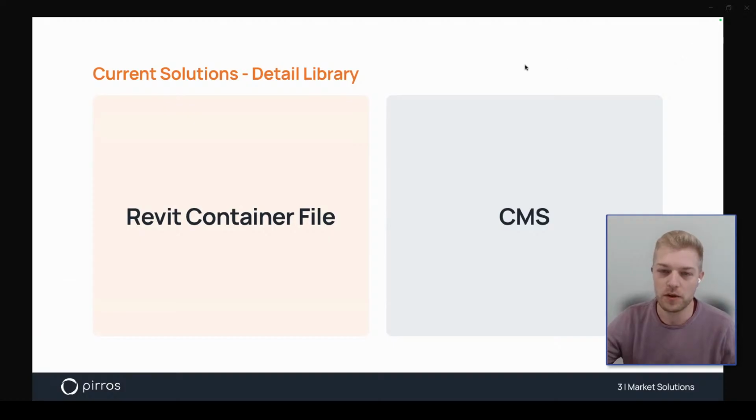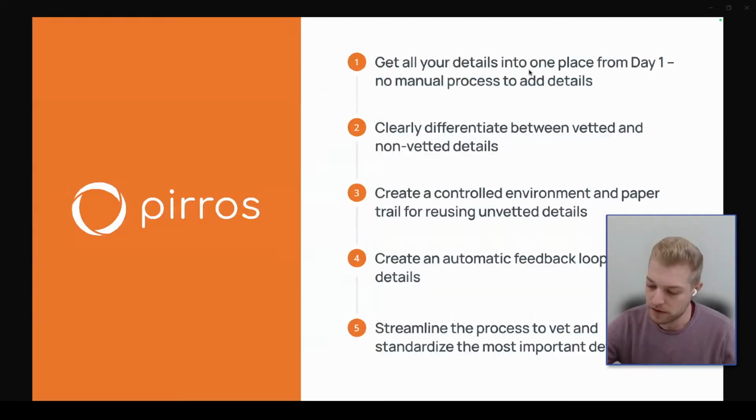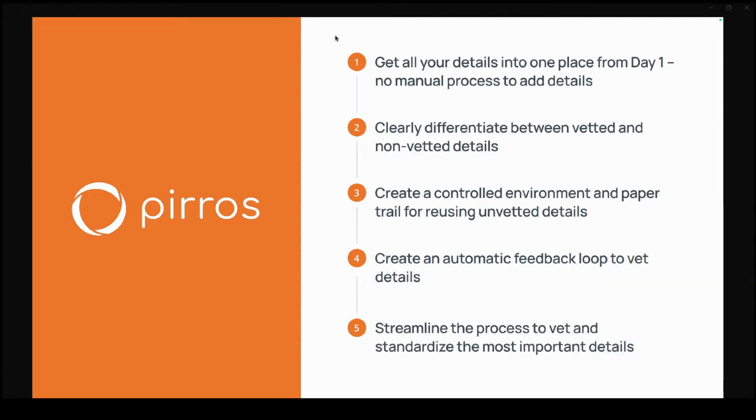And so what Pirros comes in, it takes a different approach to detail management. What we want to do is eliminate this manual effort to get details into the library, because this was limiting it to just a subset of your details, and people still feel the urge to go back to past projects when they go through your library and don't find what they're looking for. And so with Pirros, we automate this process for the entry of information. From day one, we're going to be able to get all of your detailing information into our platform.